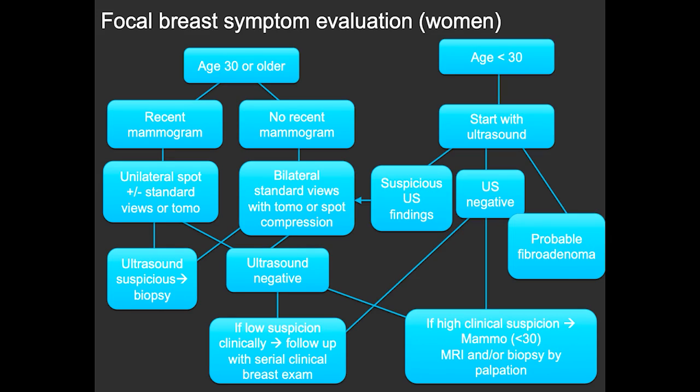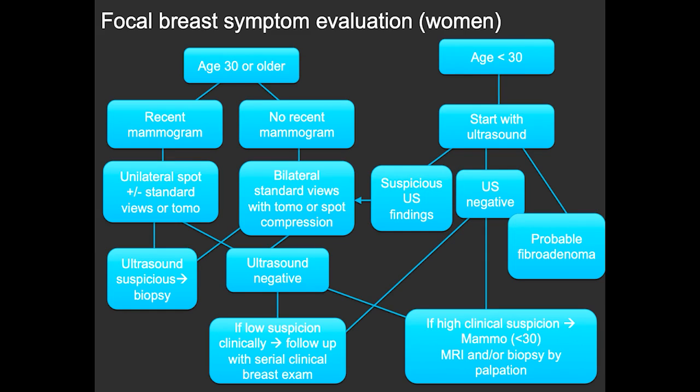For women under 30, the workup's pretty similar, but we start with ultrasound. And I've given 3 possible outcomes. So we may have a probable fibroadenoma, which looks pretty much like a fibroadenoma, and chances are very good it's a fibroadenoma. In that case, the patient may undergo follow-up with ultrasound, or if she prefers, an ultrasound-guided biopsy.